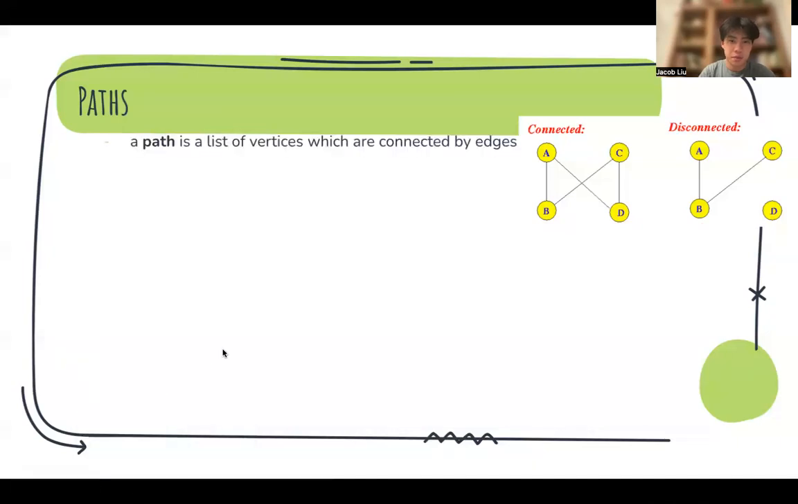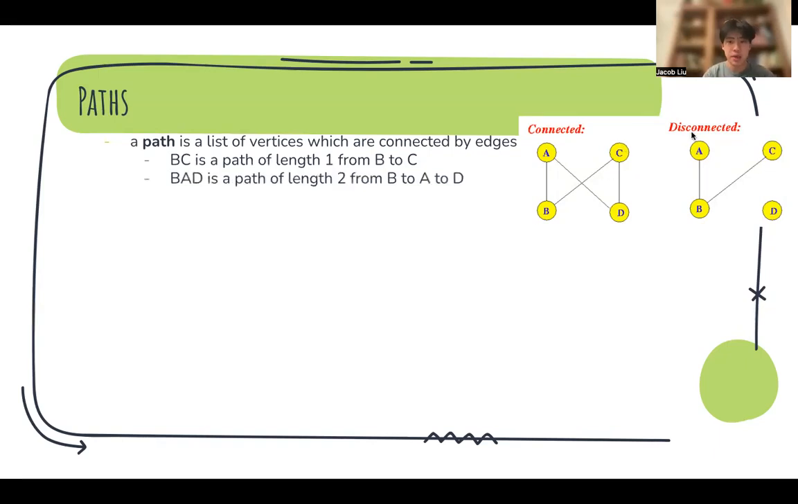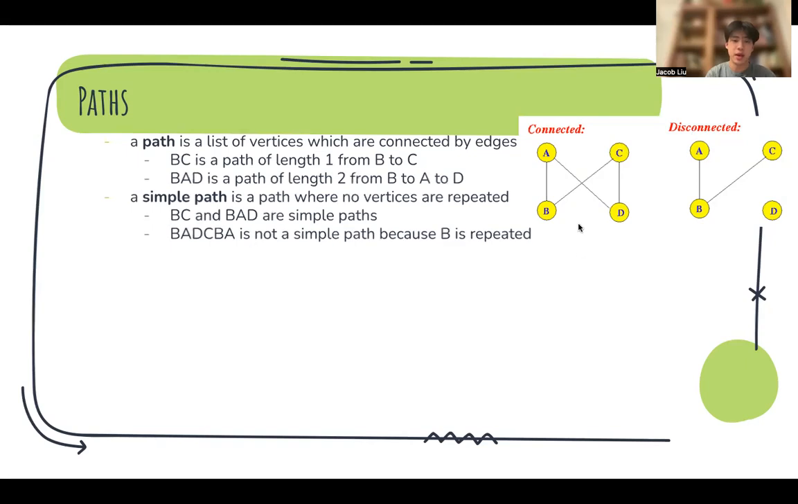Now, paths. A path is a list of vertices which are connected by edges. For example, BC is a path of length 1, meaning there's one edge from B to C. BAD is a path of length 2, meaning 2 edges, from B to A to D. And then BADC would be a path of length 3, from B to A to D to C. Now, a simple path is a special type of path where no vertex is repeated. So BC and BAD are simple paths. BADCBA is not a simple path because B is repeated.